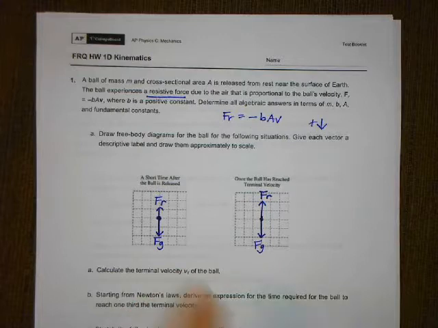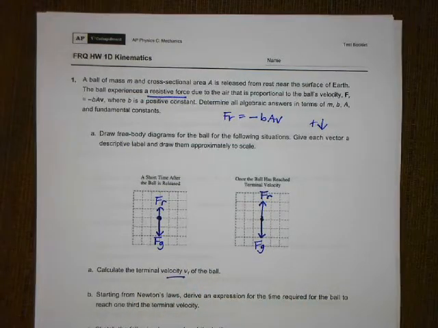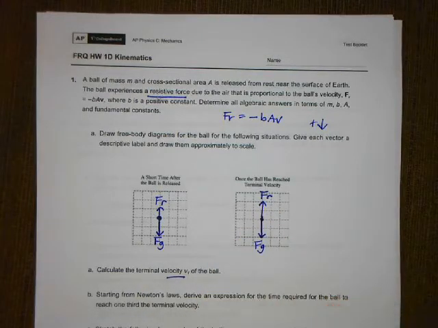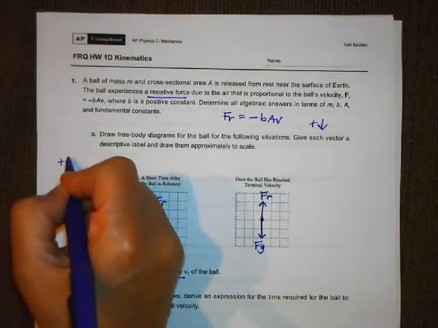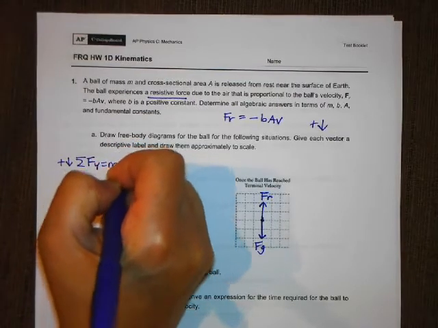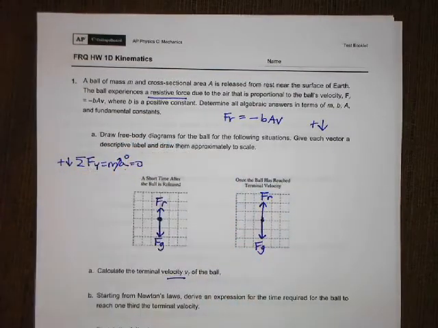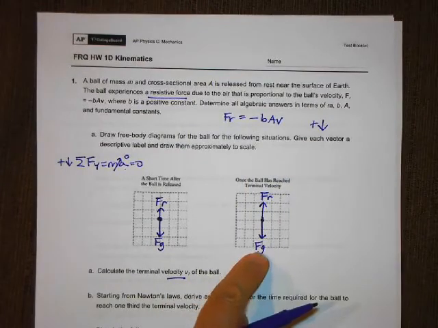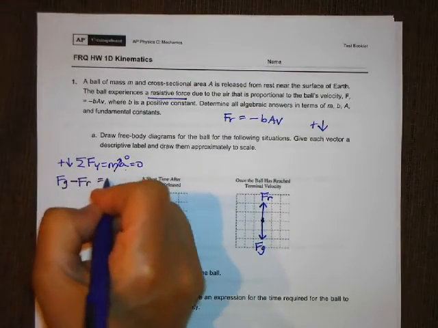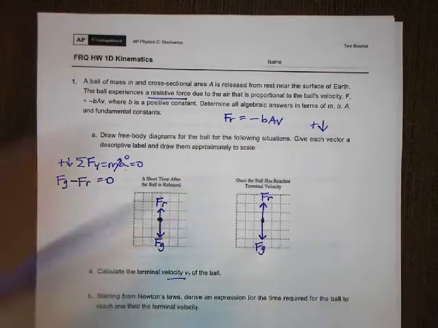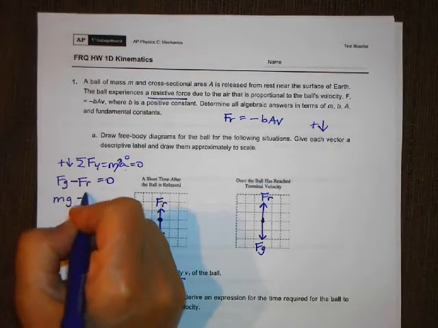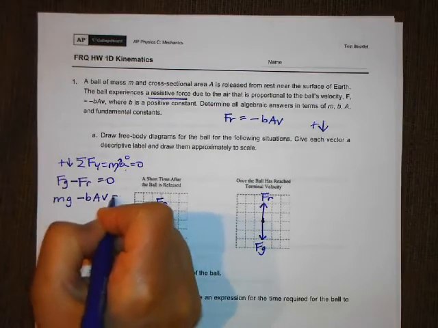Now it says calculate the terminal velocity. If I want to calculate the terminal velocity, again, the forces are balanced. So I'm going to do what I always do, use Newton's second law. I'm going to call down positive. Summation of F_y is equal to ma, which is 0 because the acceleration is 0. Looking at my free body diagram, I have F_g, which is positive, minus F_r is equal to 0. Remember what my resistive force is, so my weight is mg minus bAv, and that is equal to 0.